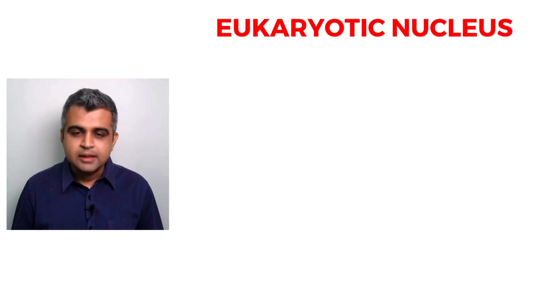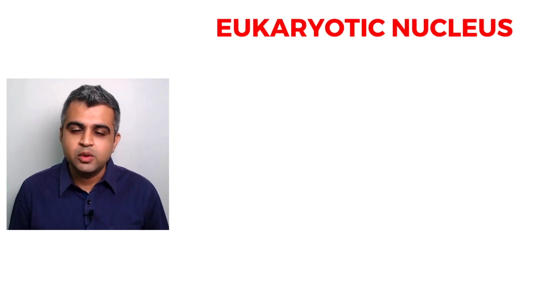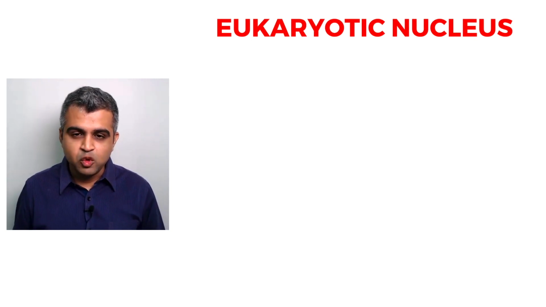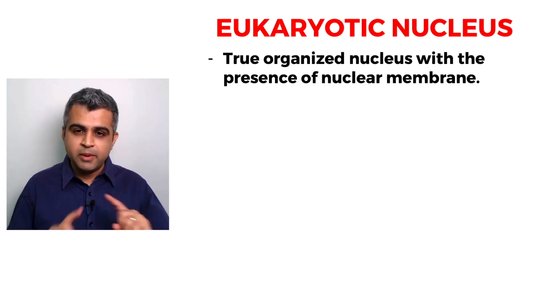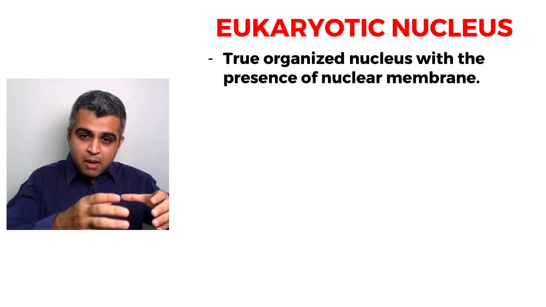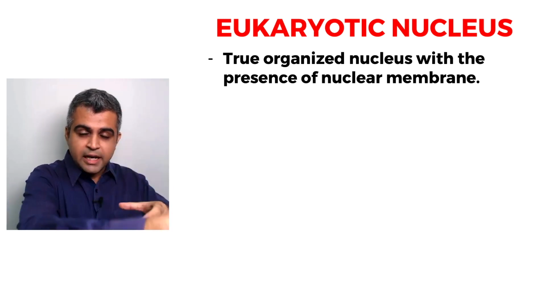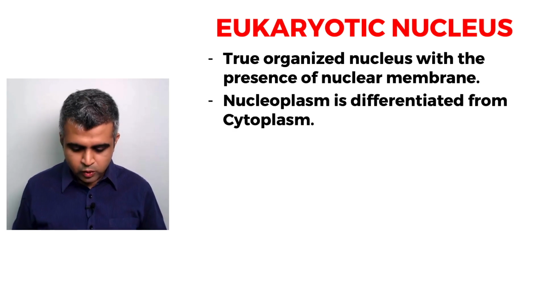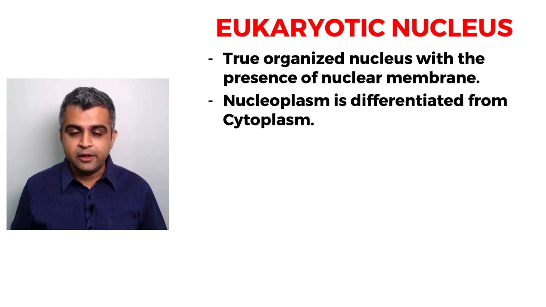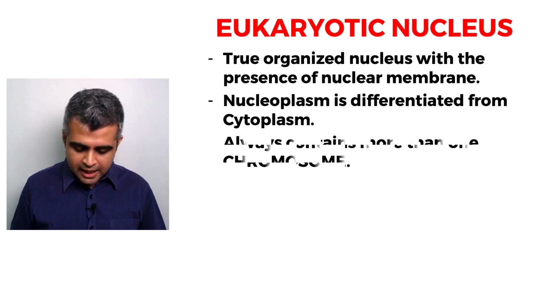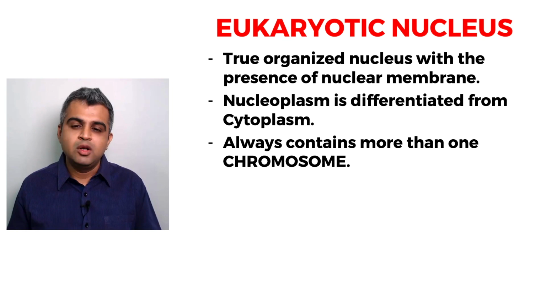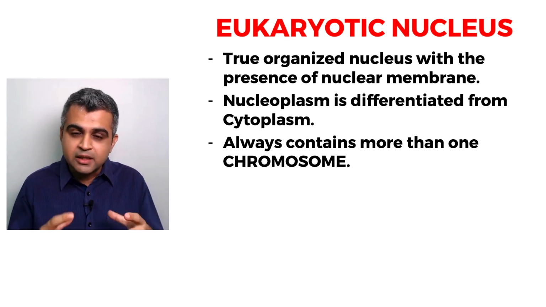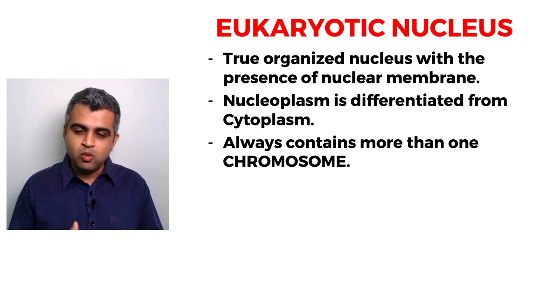So that brings us to what are the points that you need to know about the eukaryotic nucleus. If you are paying attention so far, all of these are now very easy. A eukaryotic nucleus is a true organized nucleus with the presence of a nuclear membrane. Because that boundary or membrane is there, nucleoplasm is separated from cytoplasm. So nucleoplasm is differentiated from cytoplasm. As discussed in the last lecture, it will always have more than one book. So a eukaryotic cell will always have more than one book. That is why the nucleus exists. So there will always be more than one chromosome.